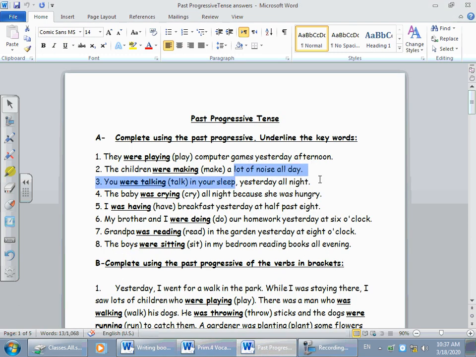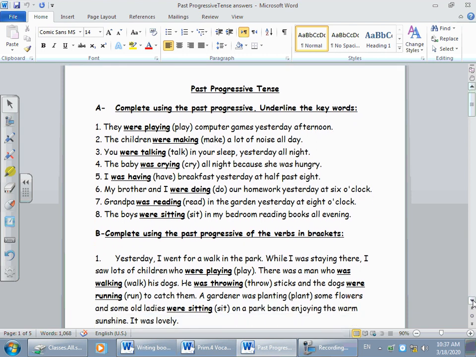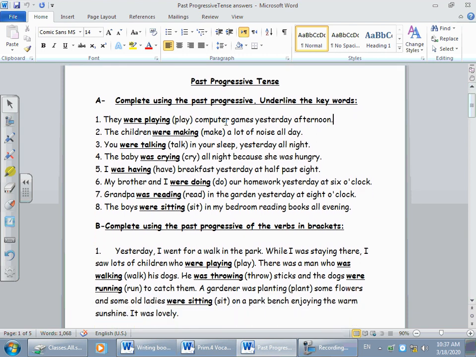Okay, guys. Number one, they play computer games yesterday afternoon. So this is very specific. Yesterday afternoon, this means that the verb should be in the past progressive. So they were playing. Number two, the children make a lot of noise all day. The word "all" is a keyword of the past progressive. So it should be: the children were making a lot of noise all day.